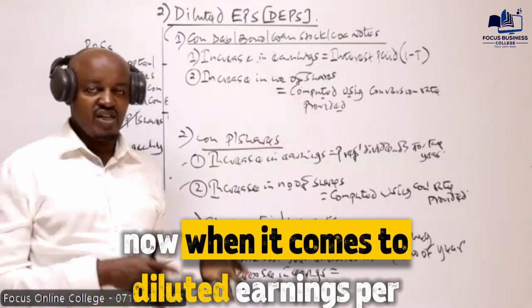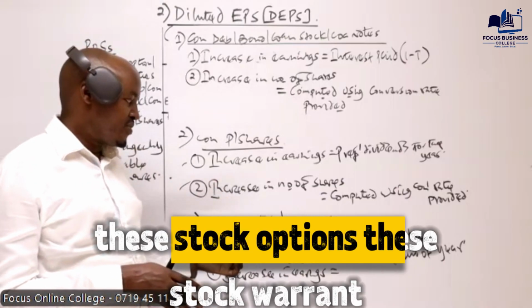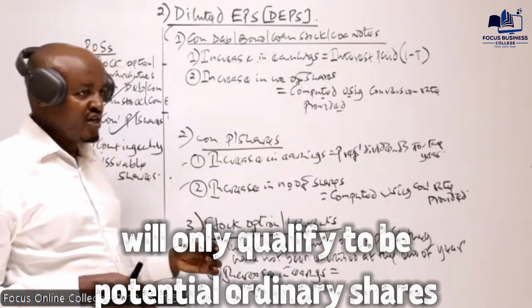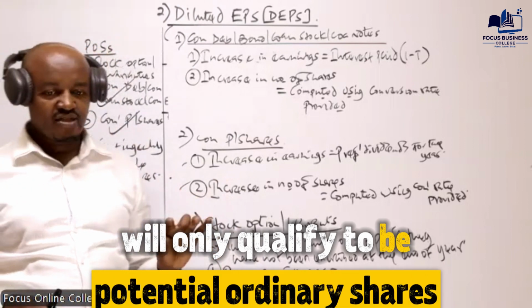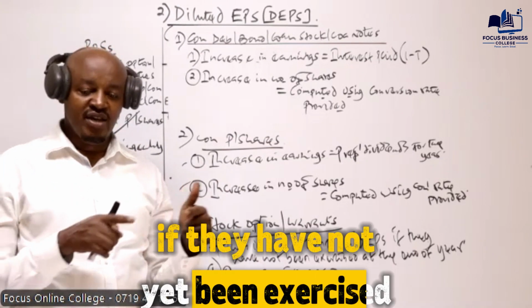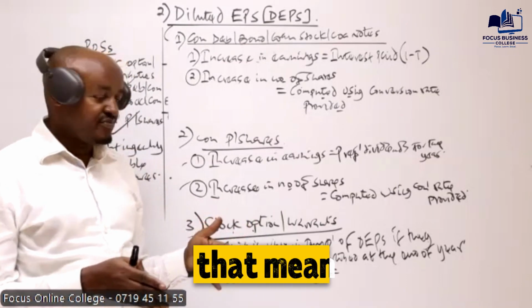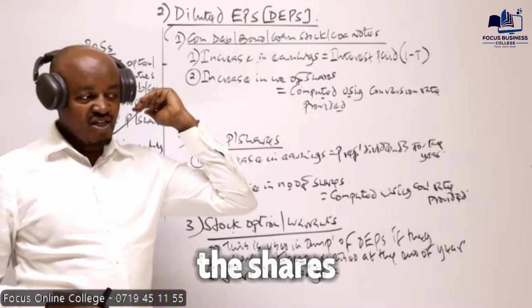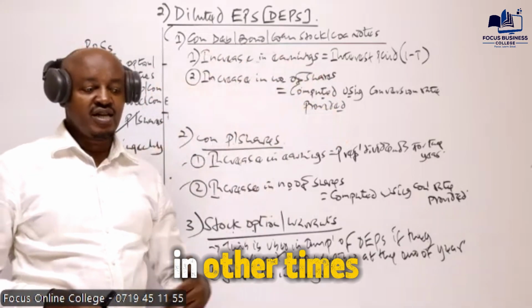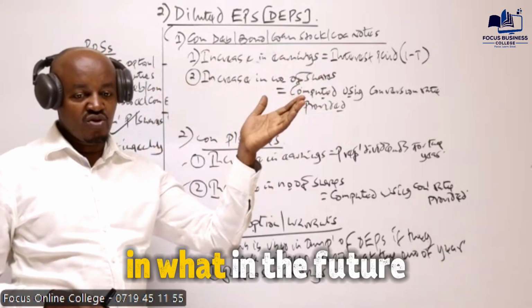Now, when it comes to diluted earnings per share, this stock option, this stock warrant will only qualify to be potential ordinary shares if they have not yet been exercised at the end of the year. If they have not yet been exercised at the end of the year, what does that mean? It means that the employees will be buying the shares of the company in the future. In other terms, the company will be issuing the shares to the employees in the future.